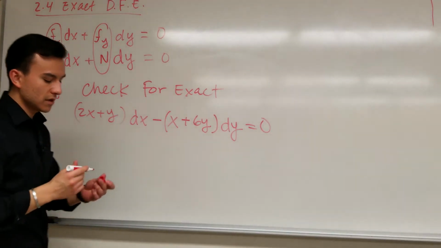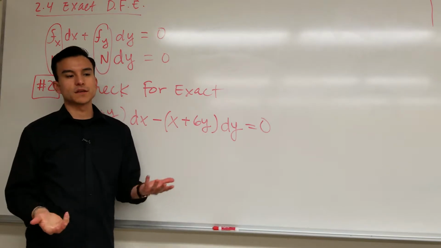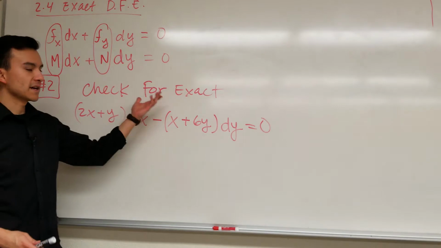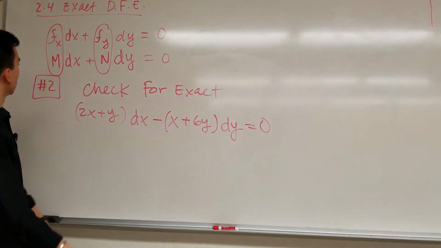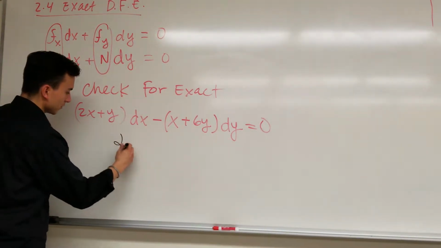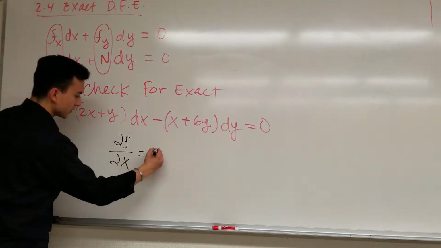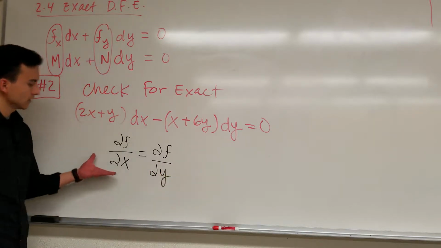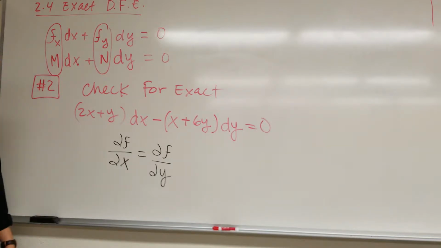Okay, so like most of the cases, you want to check to see if it is what it is. So for this case, we want to check to see if it's exact. Okay? Now for an equation to be exact, its partial derivatives have to be equal to each other. This statement has to be true in order for something to be exact.